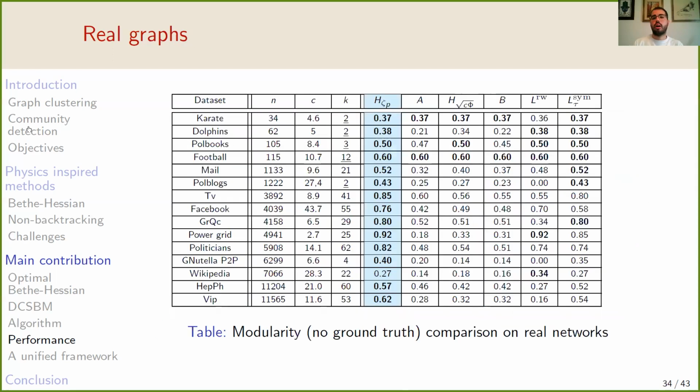We also tested our algorithm on real graphs, where we had to measure the goodness of the partition in terms of modularity, because we do not in general have a ground truth. And on all the data sets we considered, we obtained the highest, or in just one case the second highest, value of modularity with respect to the competing spectral methods.